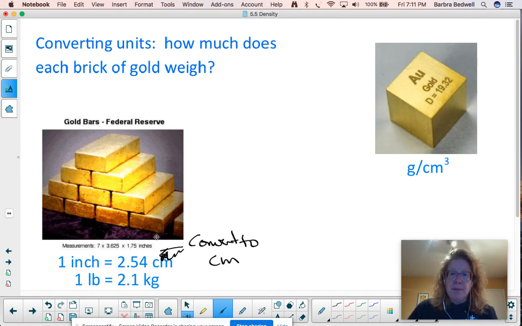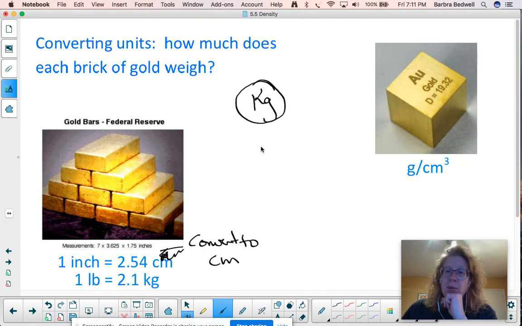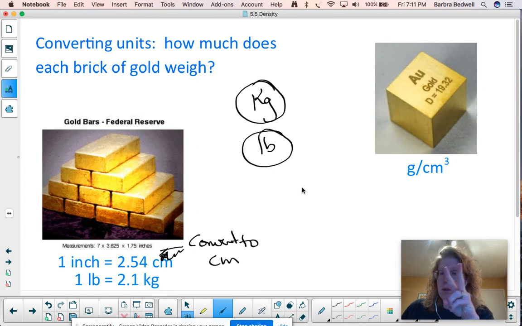So your job is to figure out how much each of these bricks weigh. And I would like to know it in, I'm trying to decide, two different answers. I think I'm going to want to know in kilograms. So do that number one. That'll be the first one because you're going to start with grams. And then the second one I want to do is convert it to pounds. So I want two different answers from you. How many kilograms does each gold block weigh? And then how many pounds does each gold block weigh?